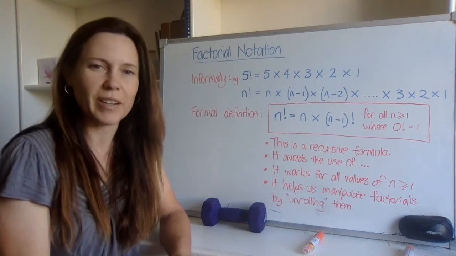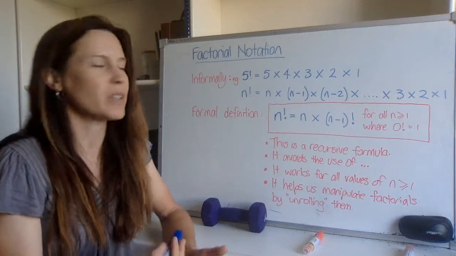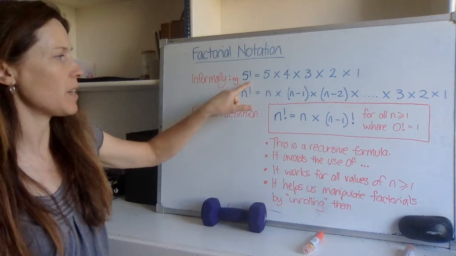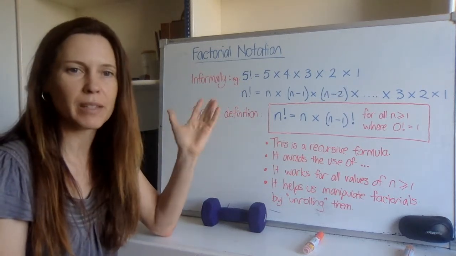Our next chapter is all about counting. And really, when you're counting things, something that comes up all the time is factorial notation. Now, you might have seen it before. It's where we have a number followed by an exclamation mark.